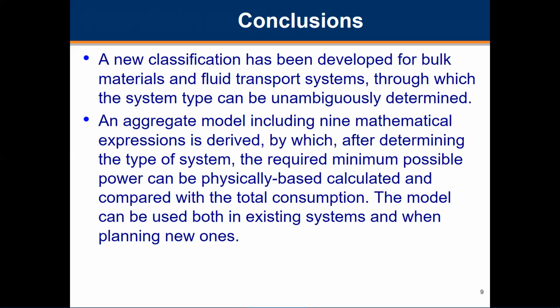Conclusions. A new classification has been developed for bulk materials and fluid transport systems, by which the system type can be determined. An aggregate model, including 9 mathematical expressions, is derived, by which, after determining the type, the required minimum possible power can be accurately calculated and compared with the total consumption.